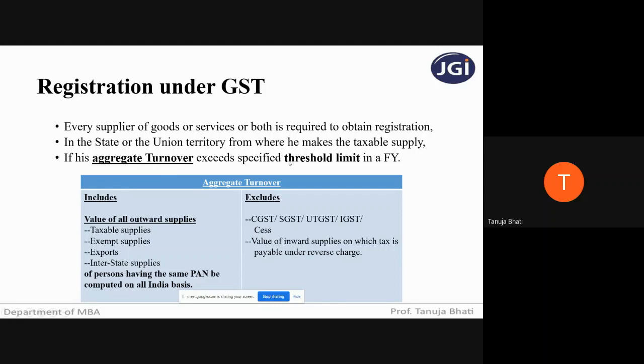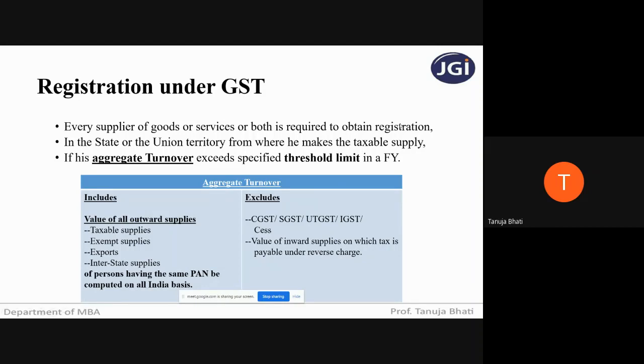Now let us see the meaning of threshold limit. What is this threshold limit? In a financial year, you all know the meaning of financial year. So now we have understood what is aggregate turnover. Now, let us understand what is the meaning of threshold limit. Means government has set a limit. If the value of aggregate turnover exceeds that particular limit, then registration under GST is compulsory. Otherwise, it is not mandatory and you can voluntarily take it if you require.